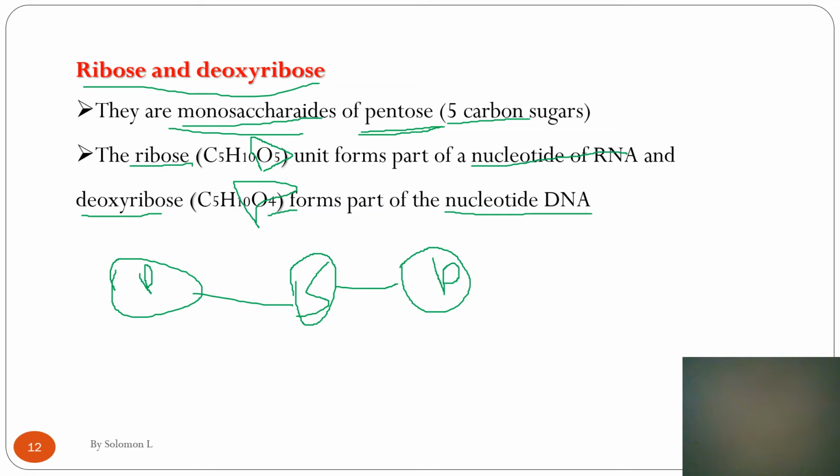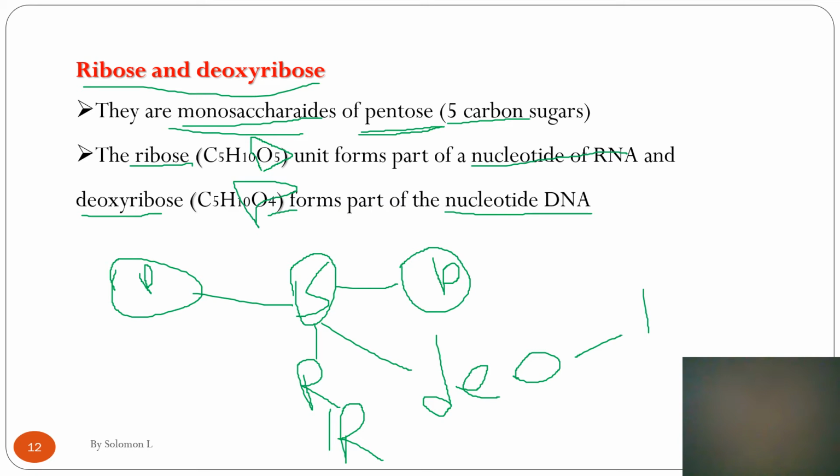But now our focus is on sugar. This sugar is ribose sugar for RNA, and deoxyribose sugar for DNA. The nucleotides of DNA contain deoxyribose sugar. However, whenever we discuss the genetic part of this course, we'll discuss this part in detail.